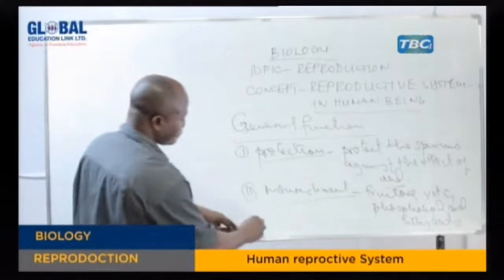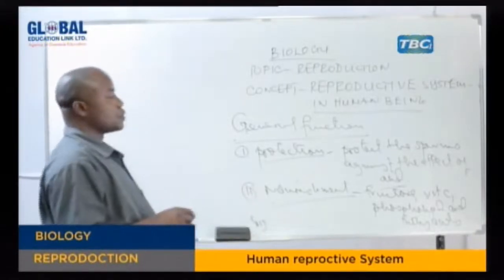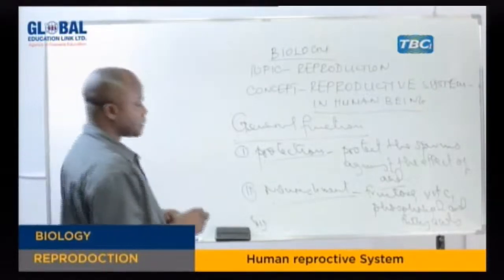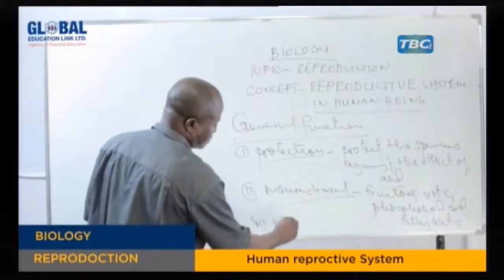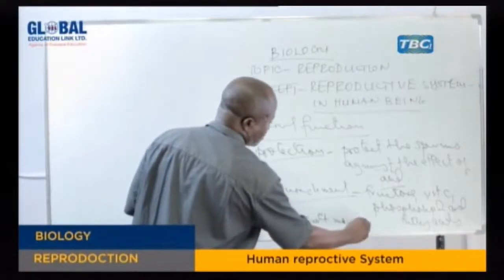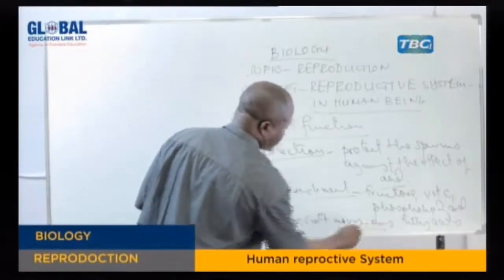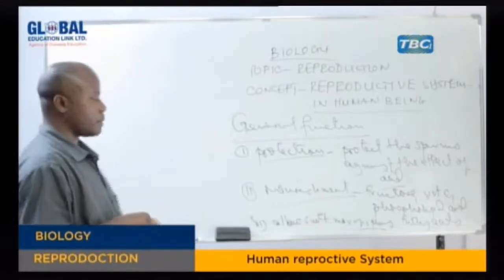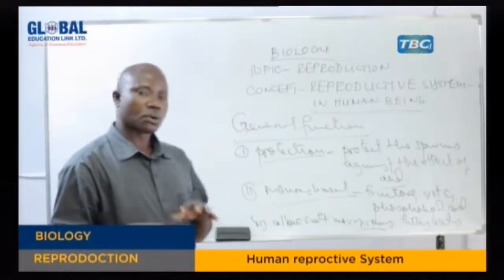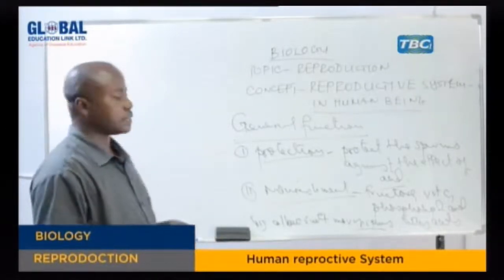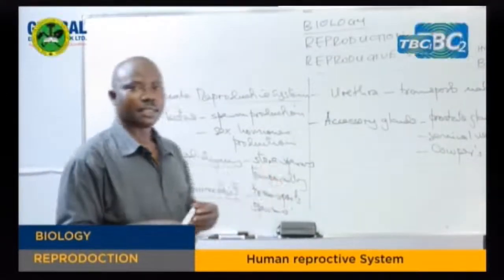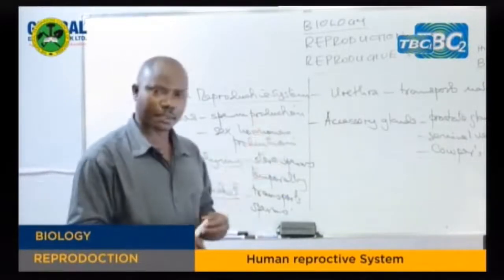And finally, the fluid produced by these accessory glands allows swift movement of the sperms. It means they allow motility of the sperm to take place so easily within the female reproductive tracts. Let us see some guiding questions that can arise from this concept.